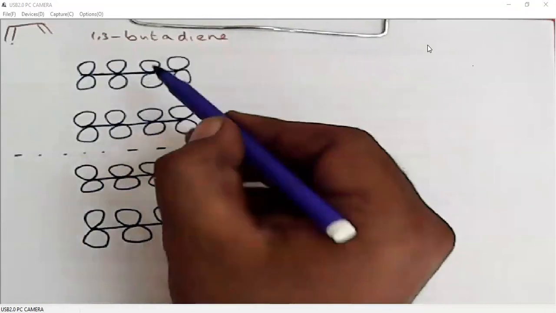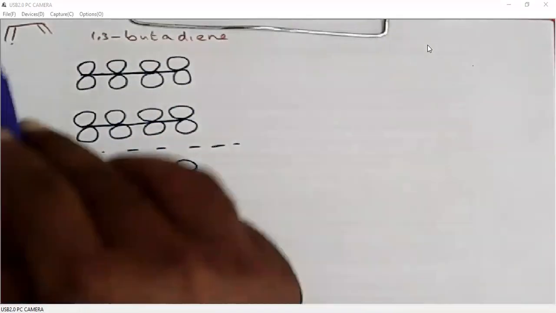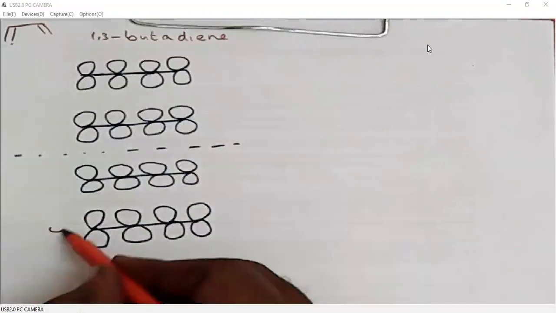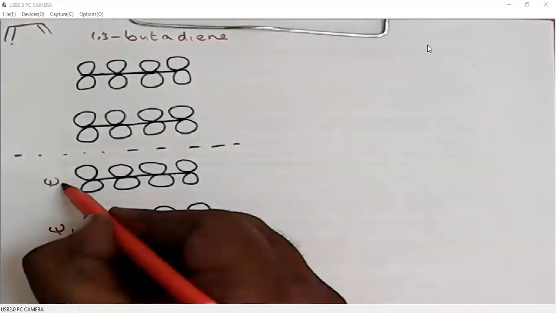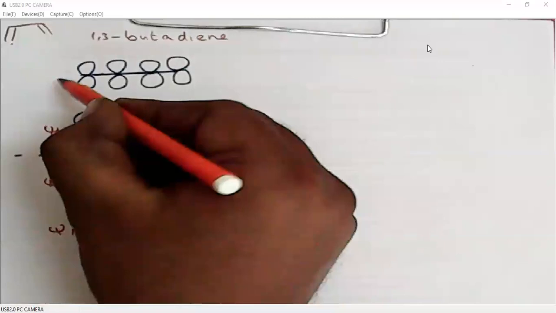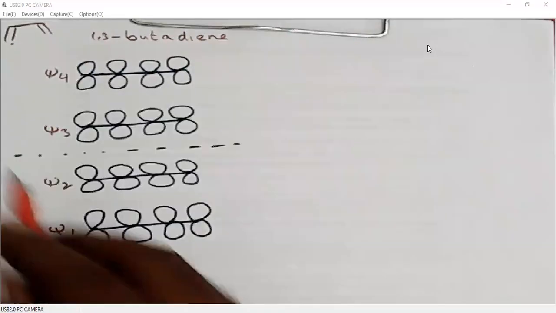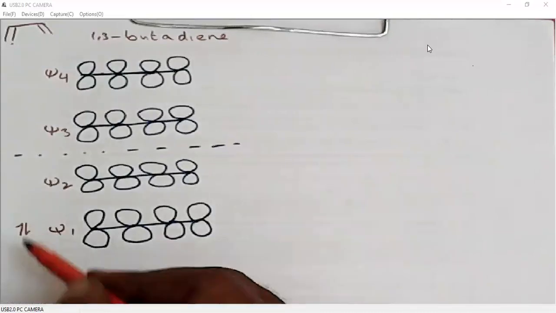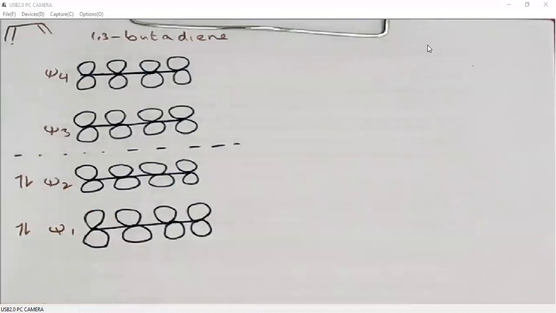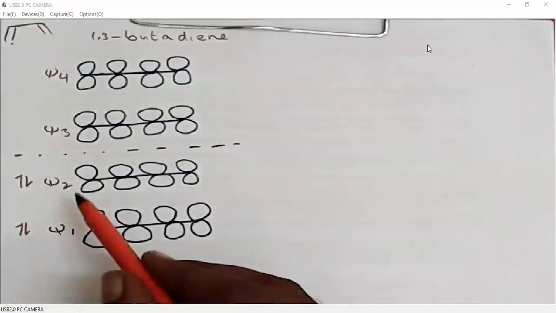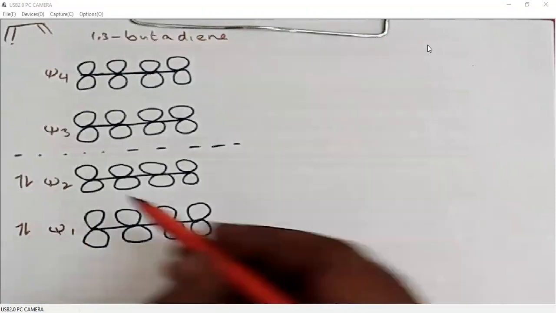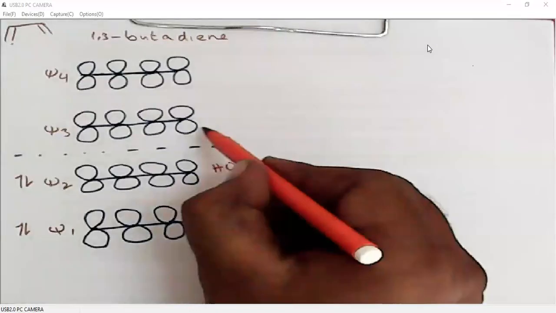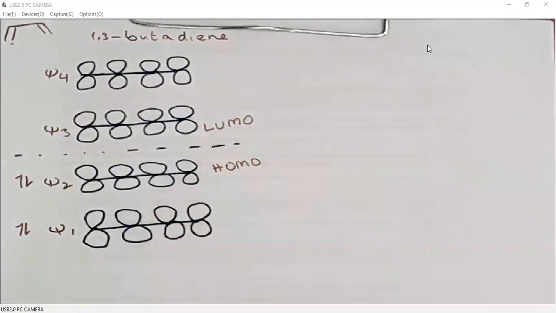Because we have 4 carbons, we must have 4 MOs. These are represented as Psi1, Psi2, Psi3, Psi4. Here we have 2 pi bonds, that means we have 4 pi electrons. So Psi1 and Psi2 will each take 2 electrons, so altogether 4 electrons are distributed in Psi1 and Psi2. According to the definition, Psi2 is HOMO, Psi3 is LUMO.